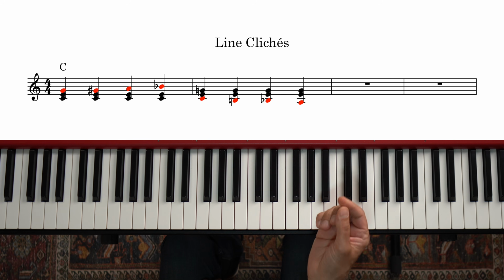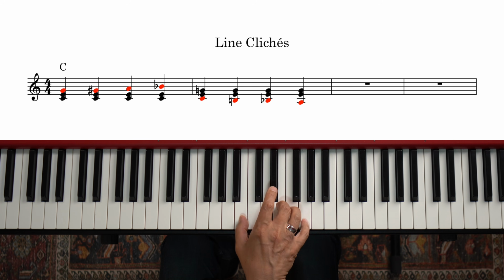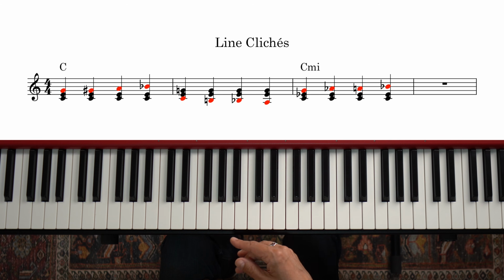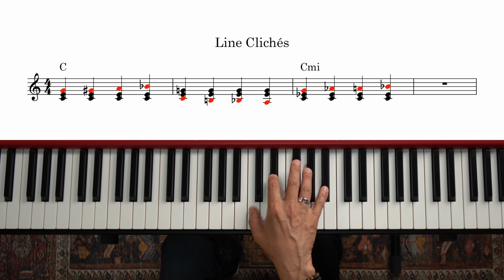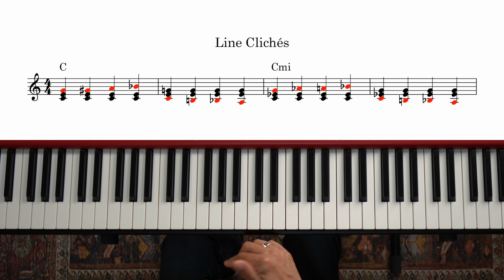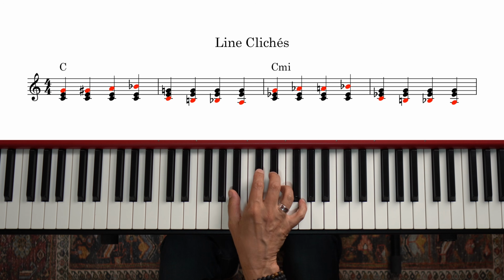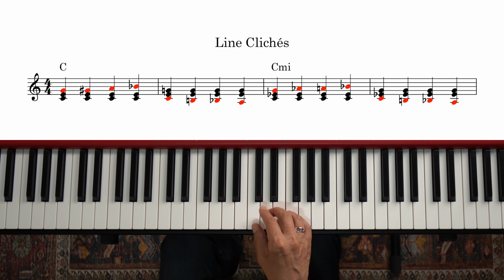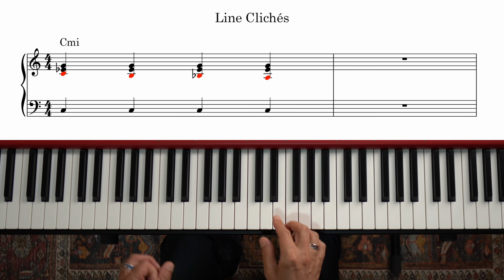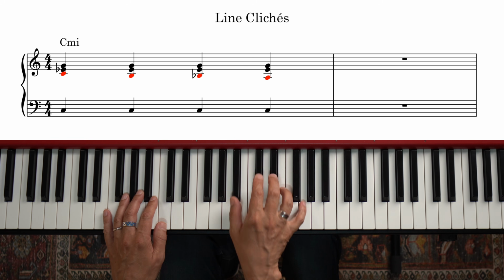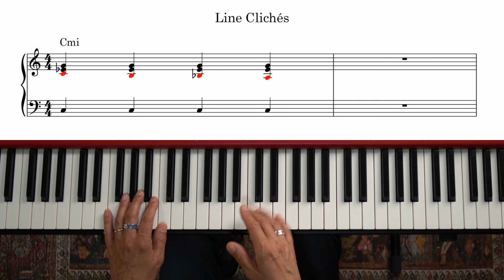Or we can move the root down chromatically. Or we can do the same thing with a minor triad. Move the 5th up. Or move the root down. Sometimes these stepwise movements happen in the bass as well, and sometimes they don't. So we could play this last one like this. Or like this.